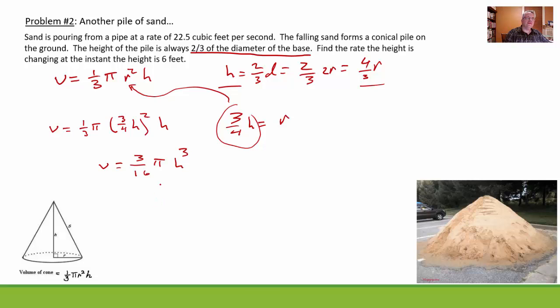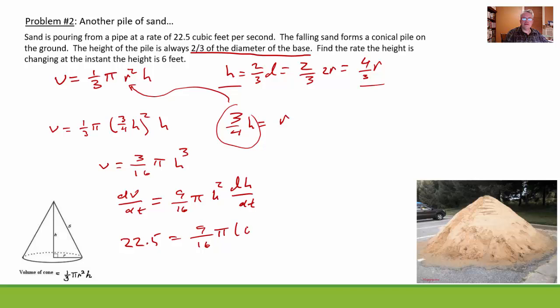Now we take a derivative. So dV/dt equals 3 times 3/16, that's 9/16 pi h squared dh/dt. Okay, let's add what we know. dV/dt is 22.5 and equals 9/16 pi times h squared, h is 6, so 6 squared times dh/dt.